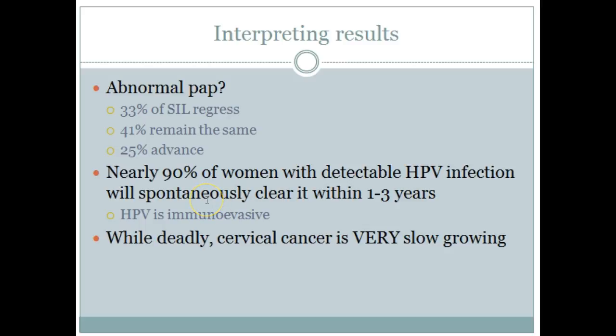So nearly 90% of women with detectable HPV infections will spontaneously clear it within 1 to 3 years. So what we can note from that is even if we're finding that something is abnormal, whether that's being positive for HPV or having an abnormal pap, there's a decent chance that our body's going to be able to clear it on our own. So 33% chance that pap's going to regress. Within 1 to 3 years, most women are able to spontaneously clear HPV, which was the cause of having an abnormal pap smear in the first place.